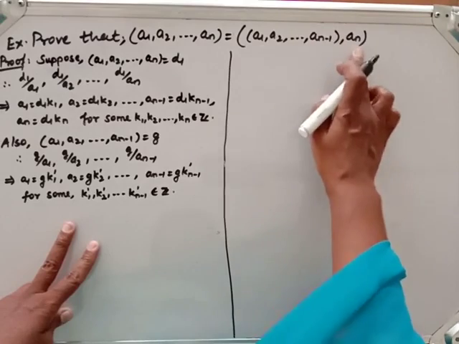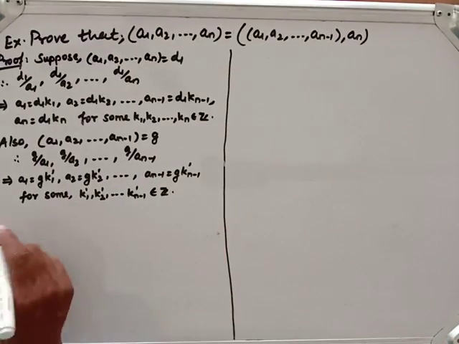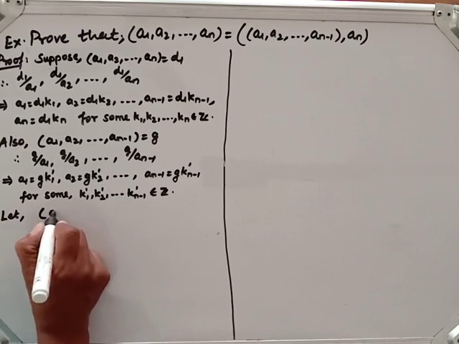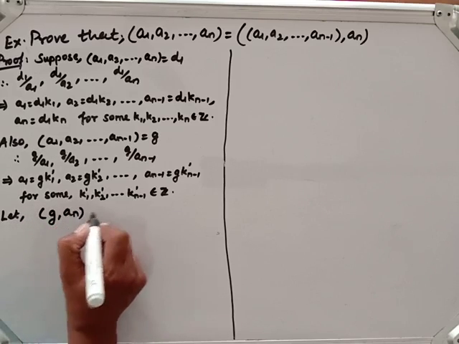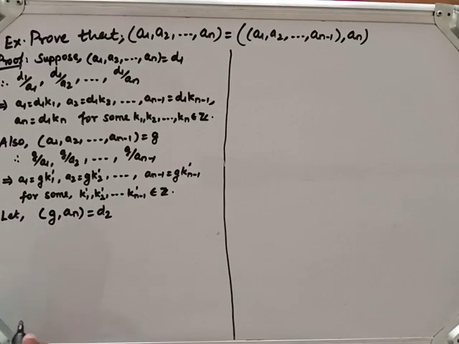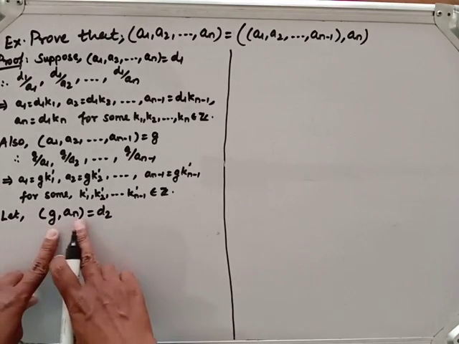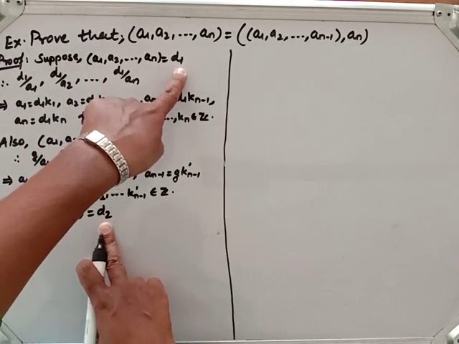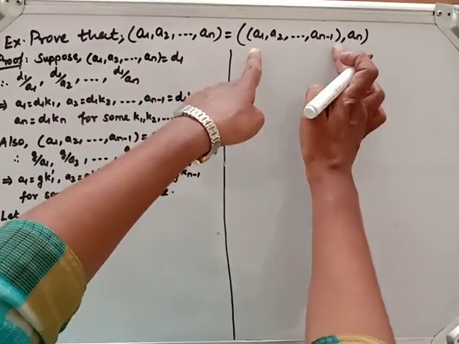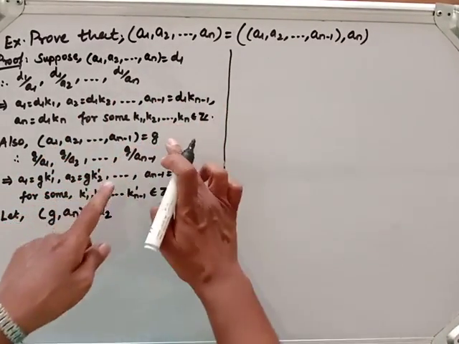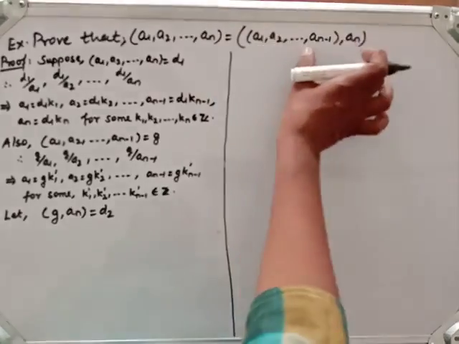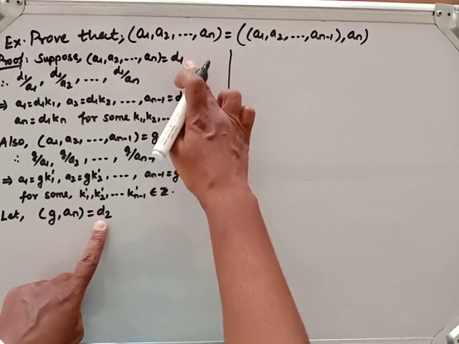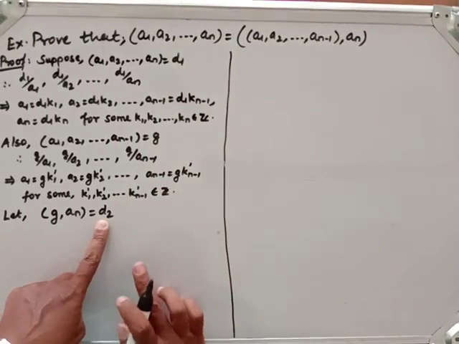Now let me take this GCD G with AN. Again let the GCD of G and AN be D2. So the GCD of G and AN I have assumed D2, and the GCD of A1, A2 up to AN is D1. These are also n numbers, but first the GCD of n minus 1 numbers we have assumed G. These two things we have to show equal, meaning we have to show D1 equal to D2. Our claim is that D1 is equal to D2.